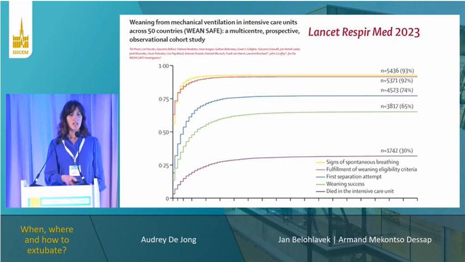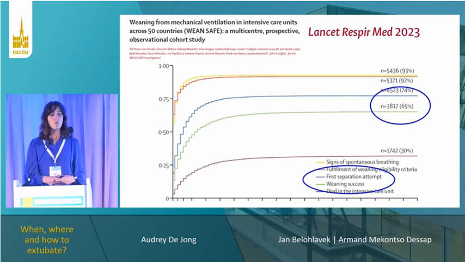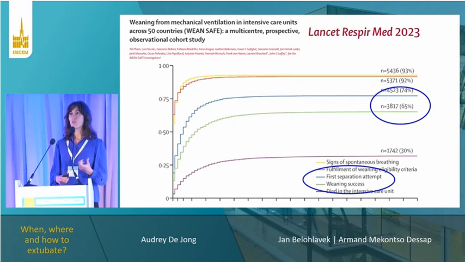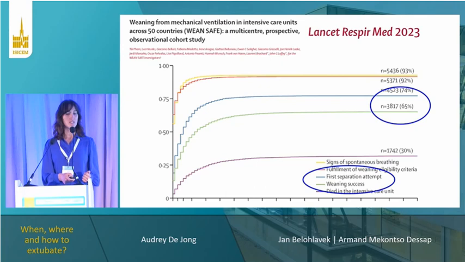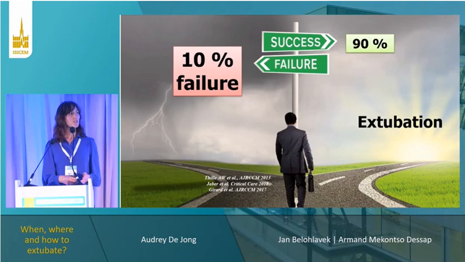And we start with the WinSafe study, which was already detailed by Professor Piquilloud. And as she said, there are a lot of patients who failed the first separation attempt, as only 74% of patients had a successful separation attempt, and only 65% of patients with invasive mechanical ventilation had weaning success. Overall, when you perform an attempt of extubation in critically ill patients, about 10%, it depends, between 5% and 20% according to the studies, will experience extubation failure.